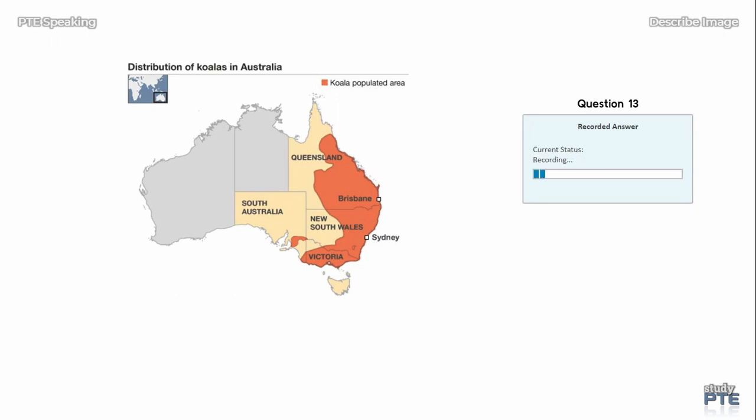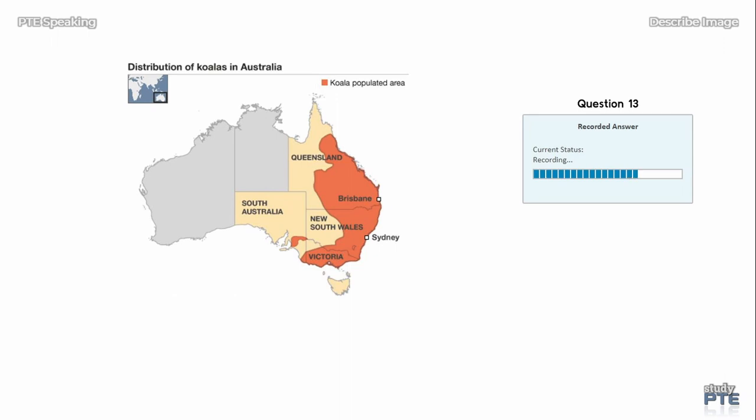The given image shows information about distribution of koalas in Australia. It also provides information in various categories such as Queensland, South Australia, New South Wales, Victoria, Sydney, and Brisbane. It is clearly visible from this image that Brisbane and Victoria are shown by the red color. On the other hand, South Australia is shown by the yellow color.